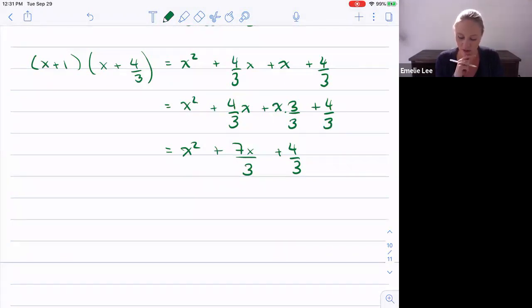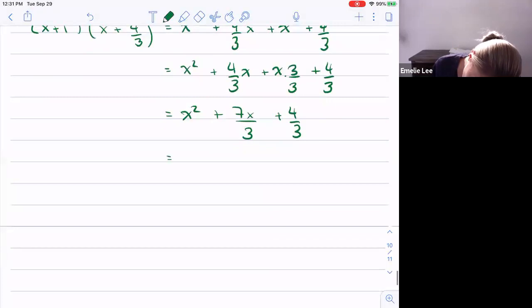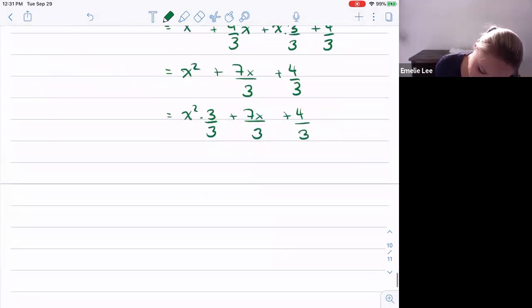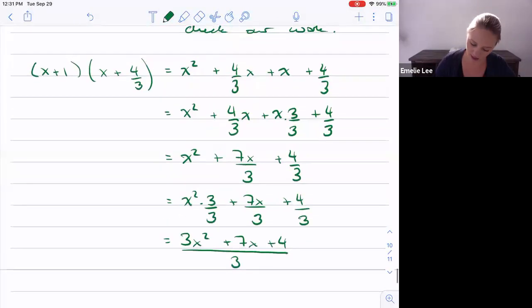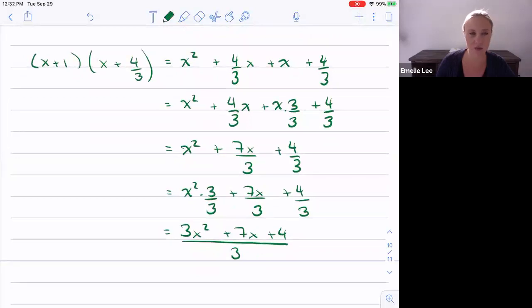So now I have 7x and 4 both over 3. The only thing that's not over 3 is this x squared, but I can use that same trick and multiply x squared by 3 over 3 to get that common denominator. So x squared times 3 over 3 plus 7x over 3 plus 4 over 3 puts me at 3x squared plus 7x plus 4 over 3, all over 3. Hey, close, right?